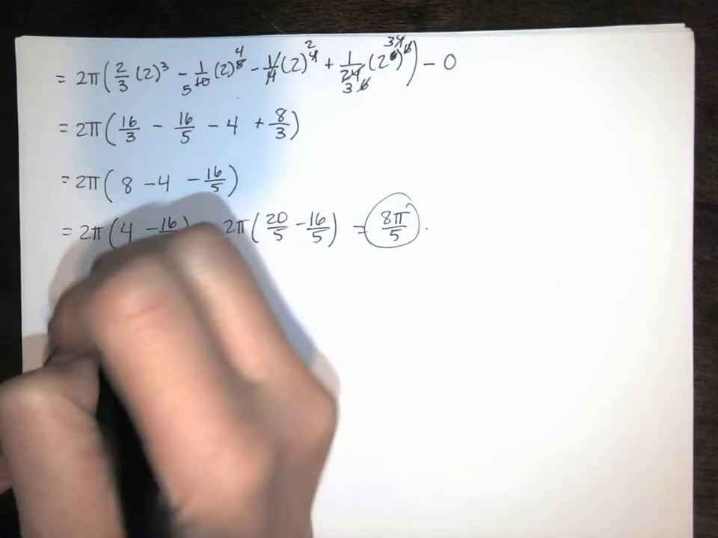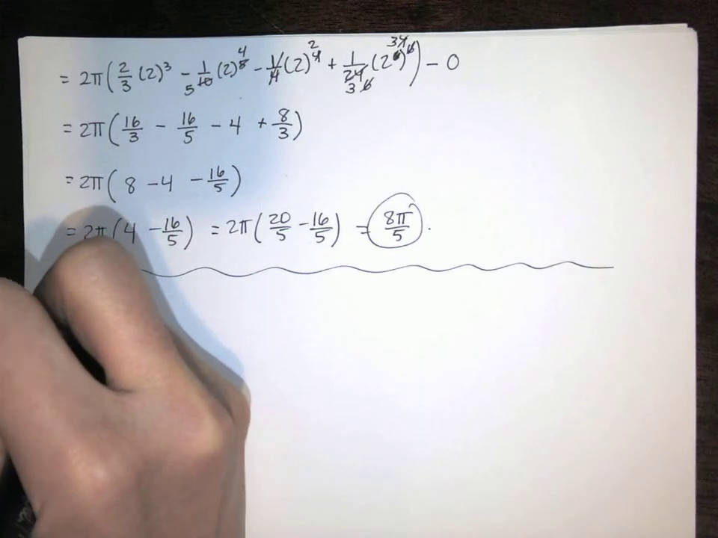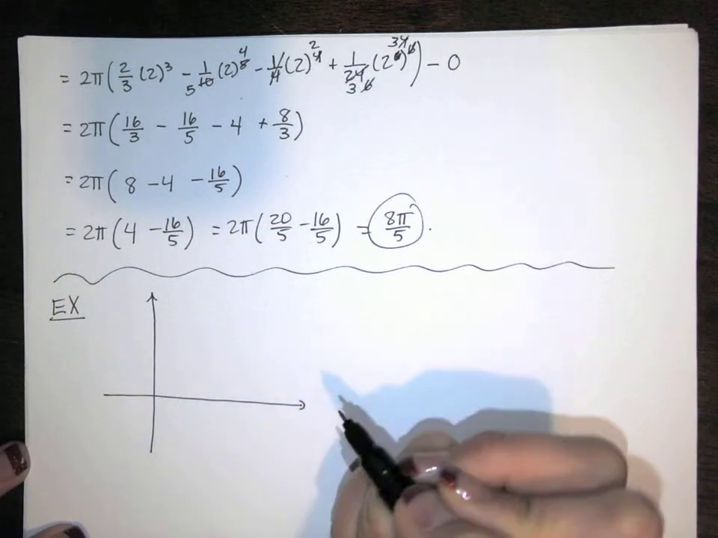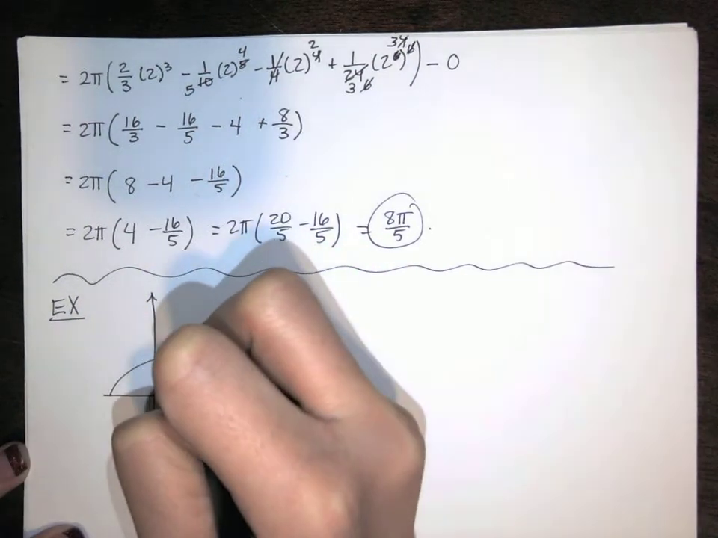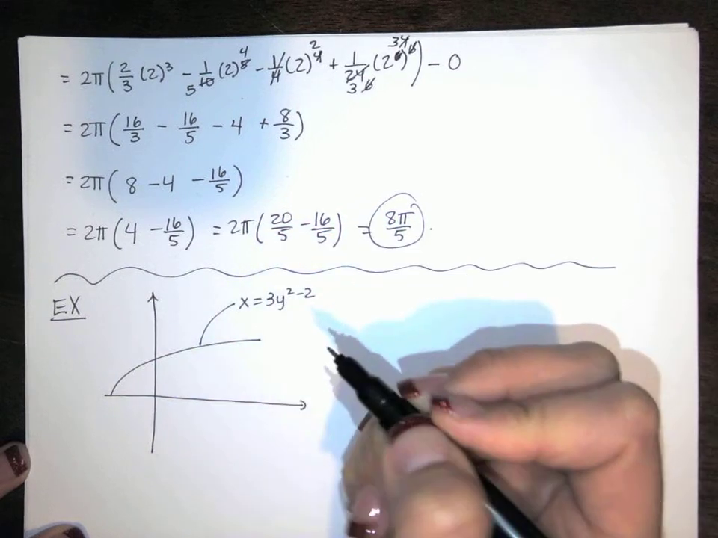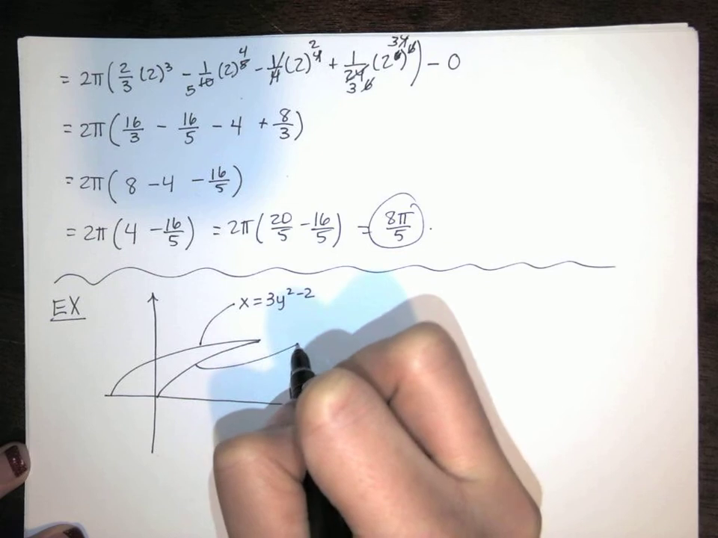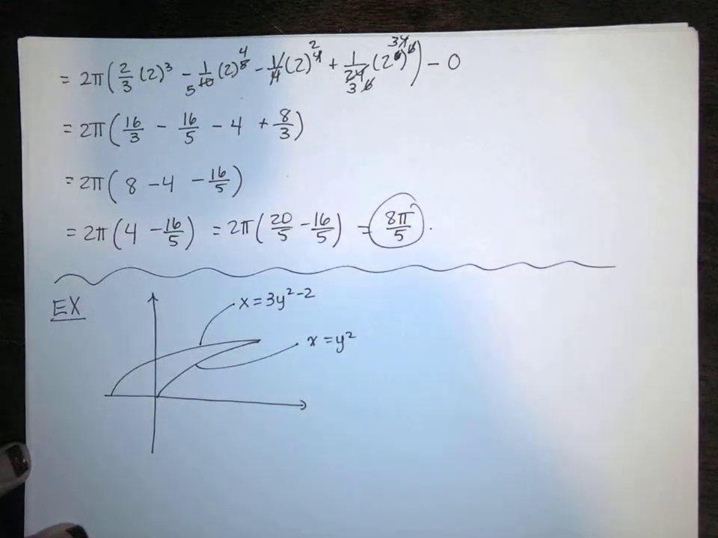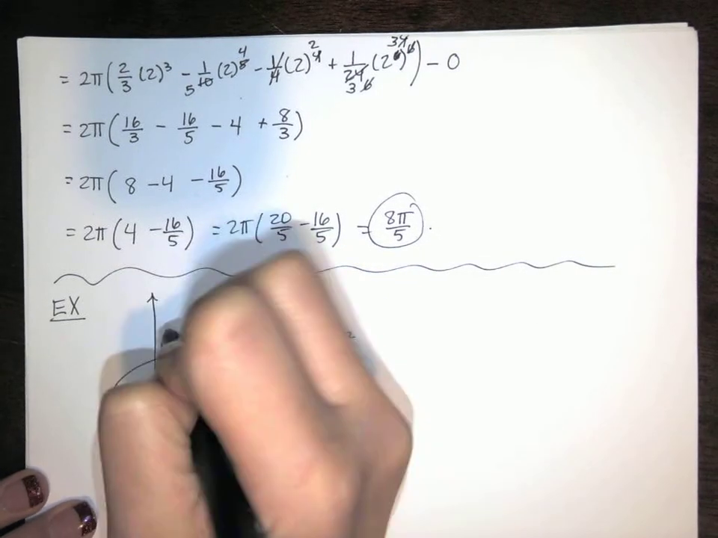Now let's do one more. So suppose this is your region. This is the curve given by x equals 3 y squared minus 2. Oops, not to scale. This is the curve given by x equals y squared. And they both intersect at 1, 1. Definitely not to scale.